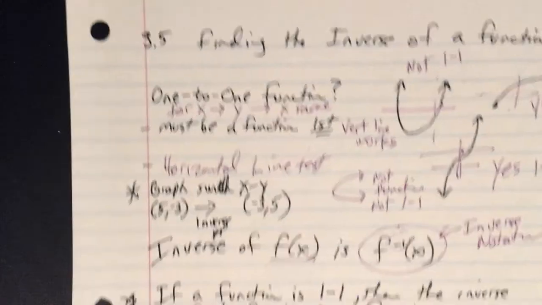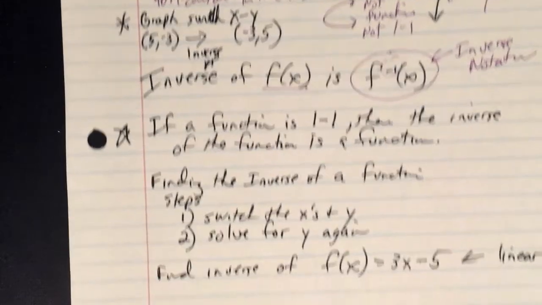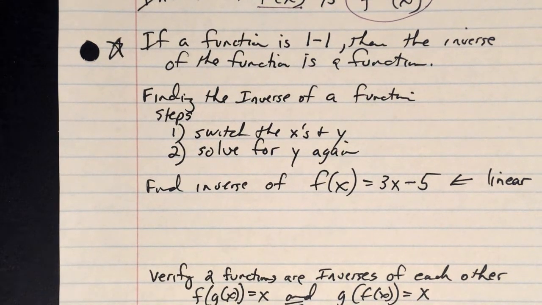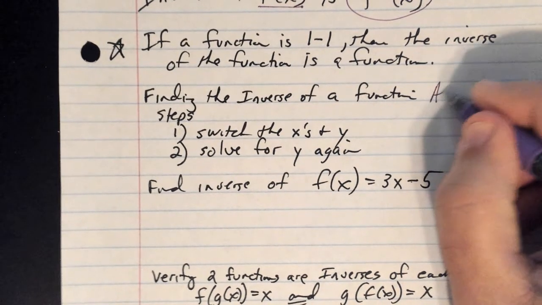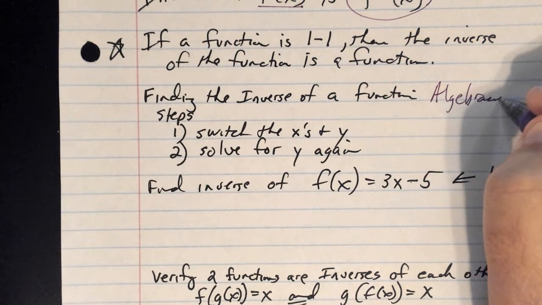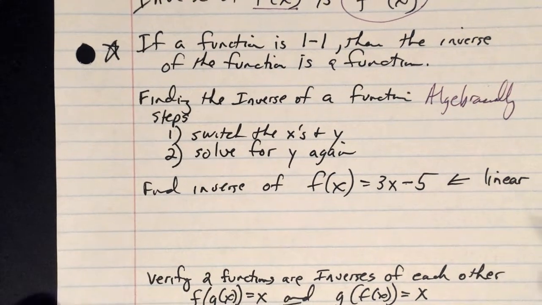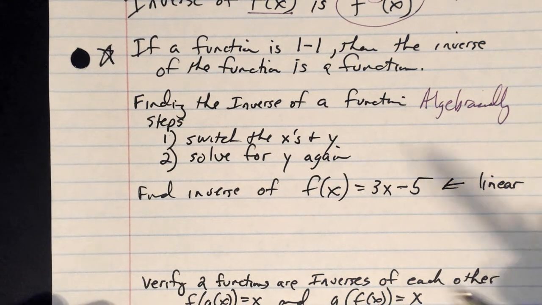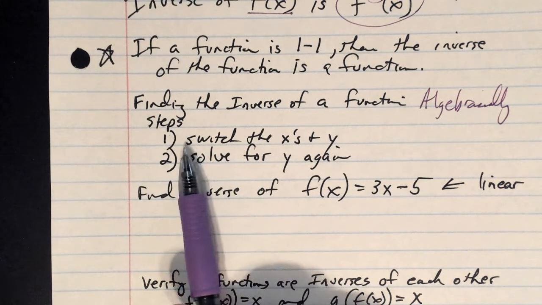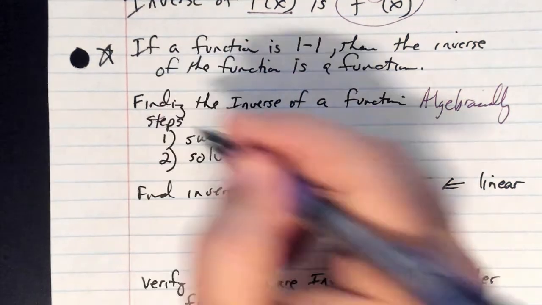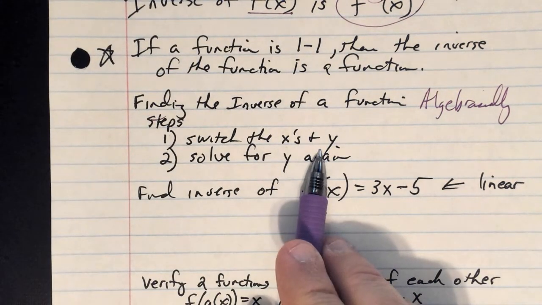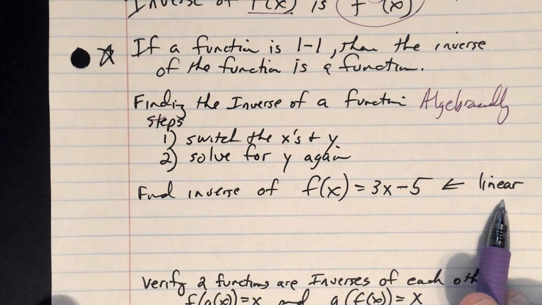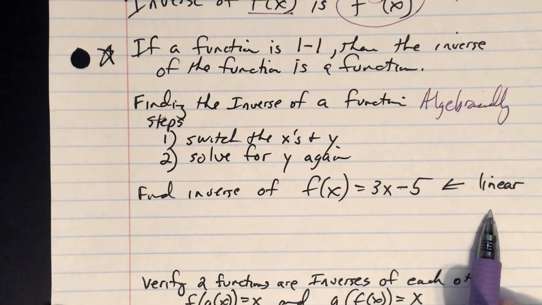Now, the one thing I need you to also be able to do is to find the inverse of a function algebraically. How I want to do this algebraically is pretty simple. It's basically two steps. I think the book says it's 3. Our steps are as follows: we're going to first switch our x and y's, and then solve for y again. We're just going to do linear functions. That's all we need to be able to deal with.